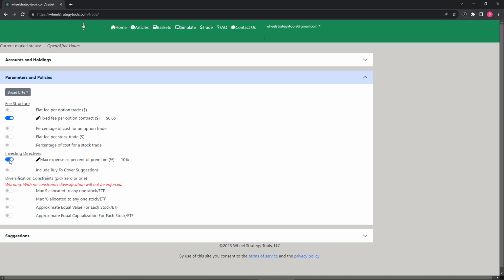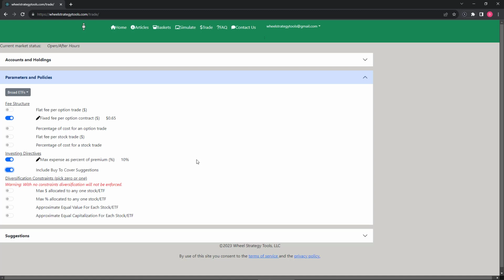The second is whether or not to include buy to cover suggestions in the trade page or include them in the actions considered in simulations. Buying to cover is done in Wheel Strategy Tools if and when an option has declined in value to the point where it would be more profitable to buy the option back and sell another option than just letting the original option expire.